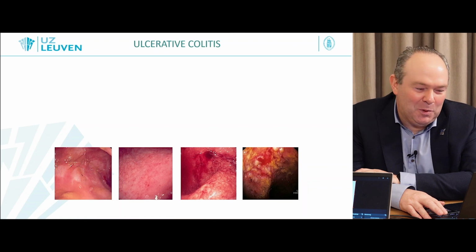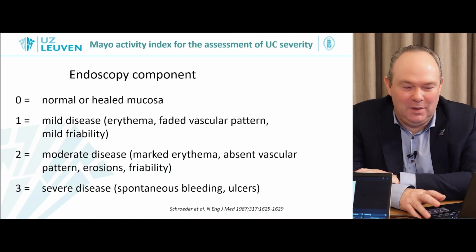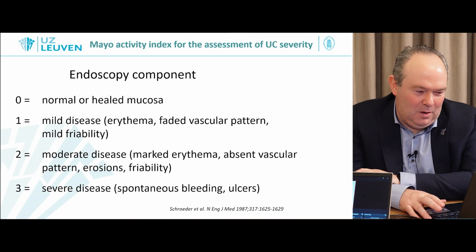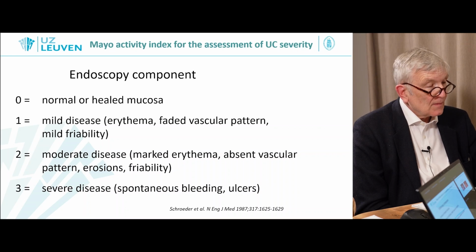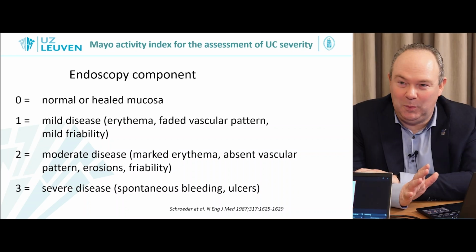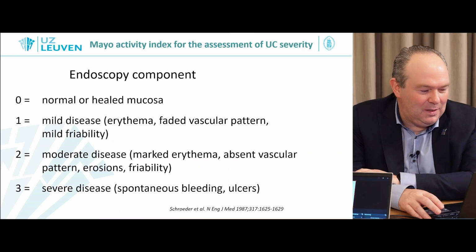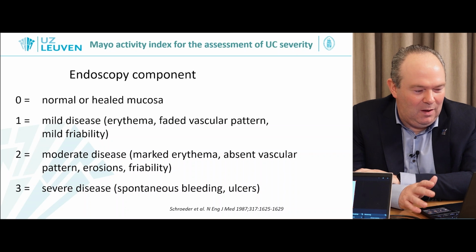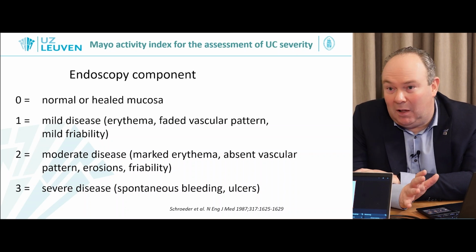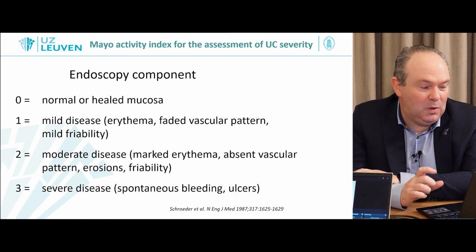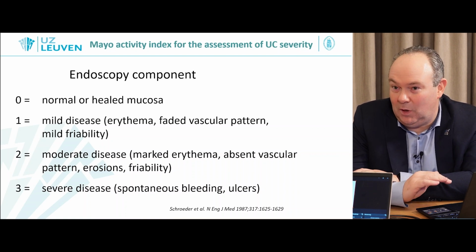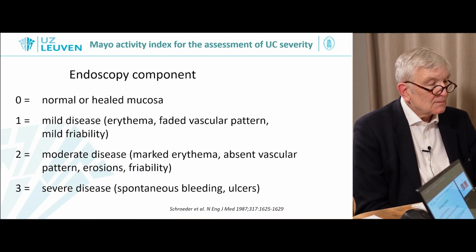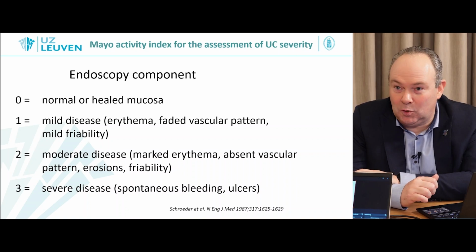I think it's a very simple score, especially the endoscopic part of it. We'll come back to the other parts of the score, but the Mayo Activity Index and the endoscopic component is quite easy because it's just 4 scores. It can be normal or healed mucosa, or mild disease with erythema, faded vascular pattern, and some mild friability. The main determining factor between 1 and 2 is whether there are erosions or not. If you can really see defects, then it becomes a score of 2.